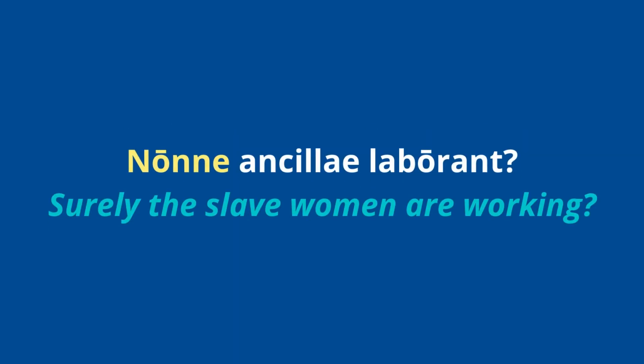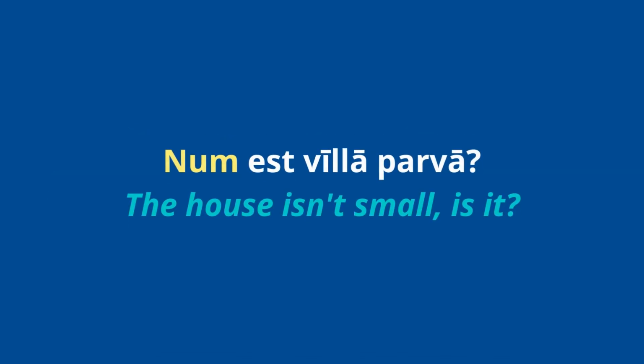Here's another one. You have nonne ancillae laborant. You're saying, surely the slave women are working, right? It's expecting a yes answer, because the slave women are always supposed to be working. So you're asking a yes or no question, but it would be surprising if the answer was no. That's why we have nonne, and you can translate it in English as surely. And lastly, we have num est villa parva. Again, num means you're expecting a no answer. So you're saying the house isn't small, is it? You're really expecting the answer to be no, and you would be surprised if it was a yes answer.